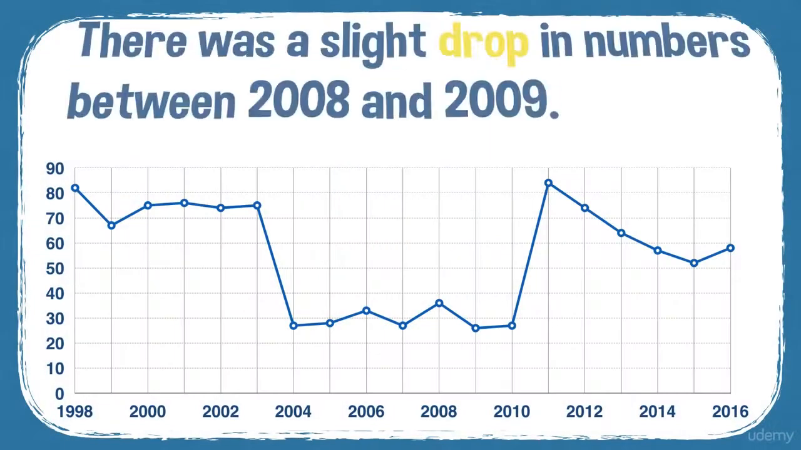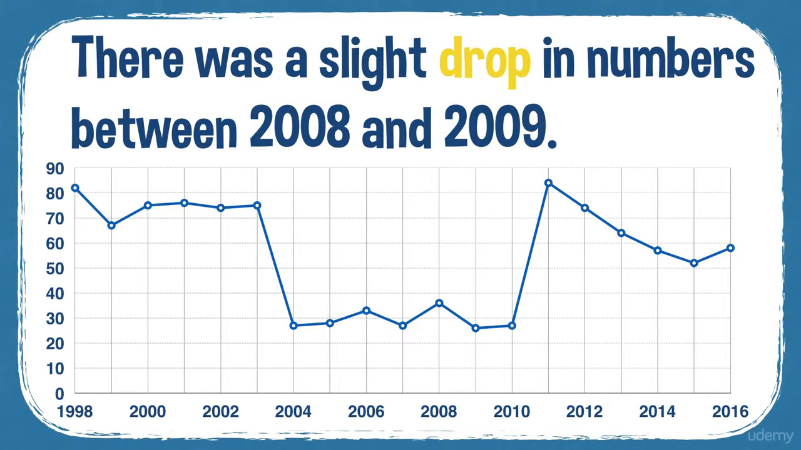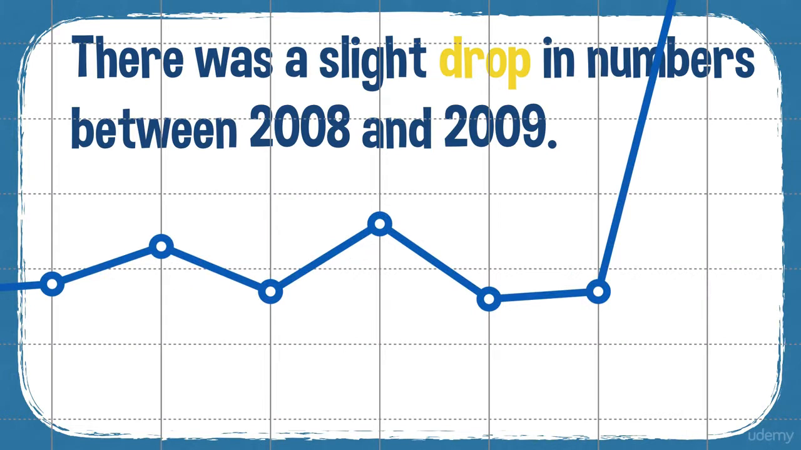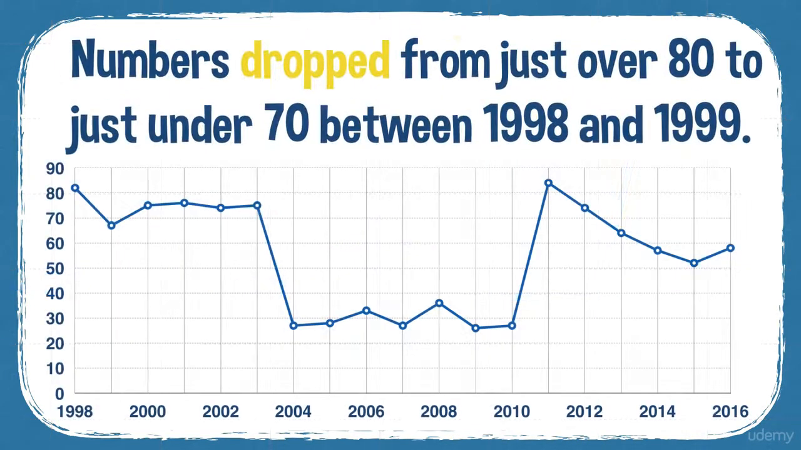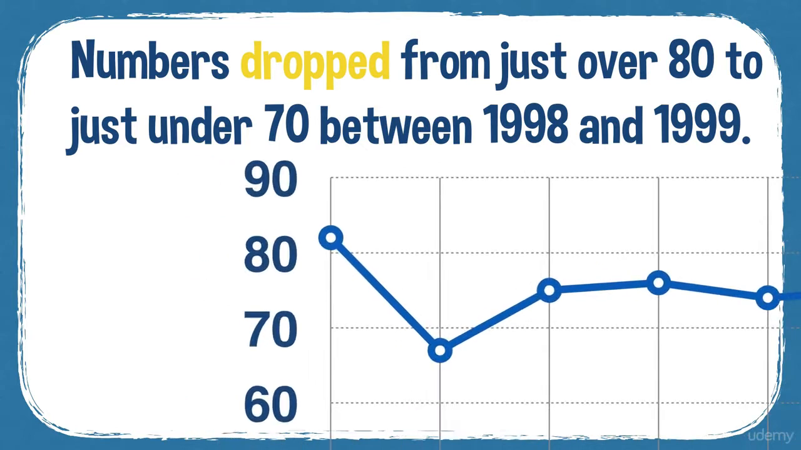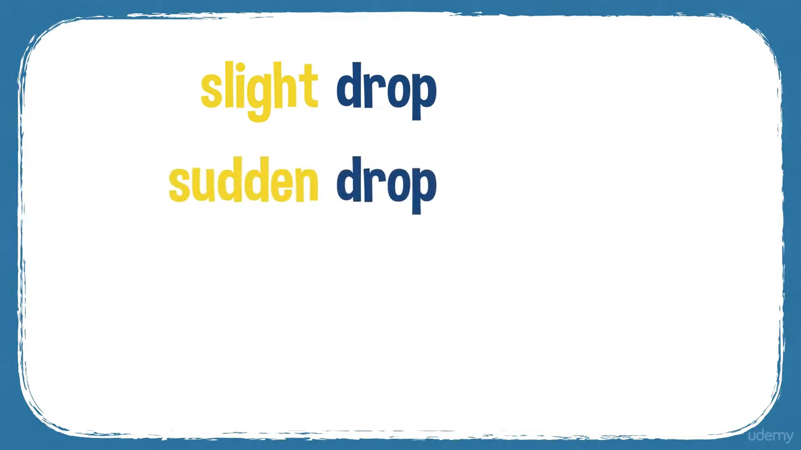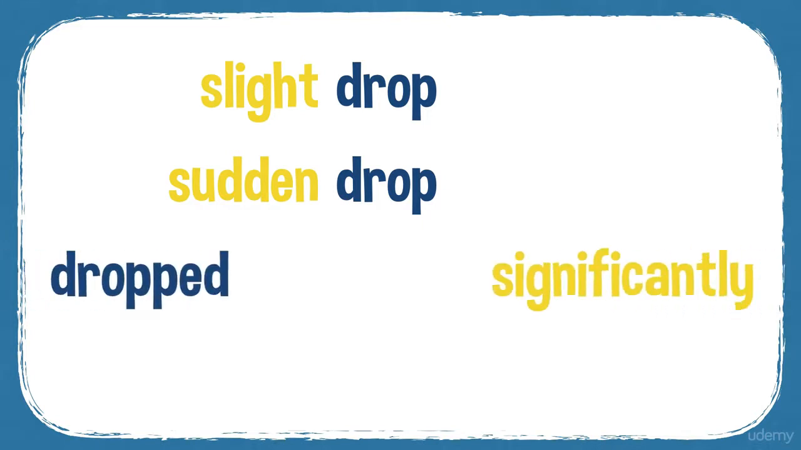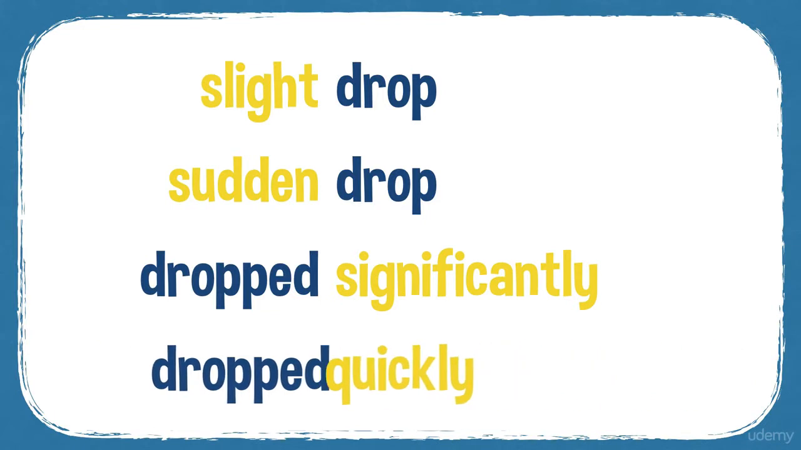Your next word is drop. This is another general word for downward trends. It's a very general word, in fact. But useful for small, kind of uninteresting decreases, nothing exciting. So there was a slight drop in numbers between 2008 and 2009. Numbers dropped from just over 80 to just under 70 between 1998 and 1999. So because drop is a very general word, you need to use adverbs or adjectives with it most of the time. So a slight drop or a sudden drop. If you're using drop as a noun and as a verb, dropped significantly, dropped quickly.